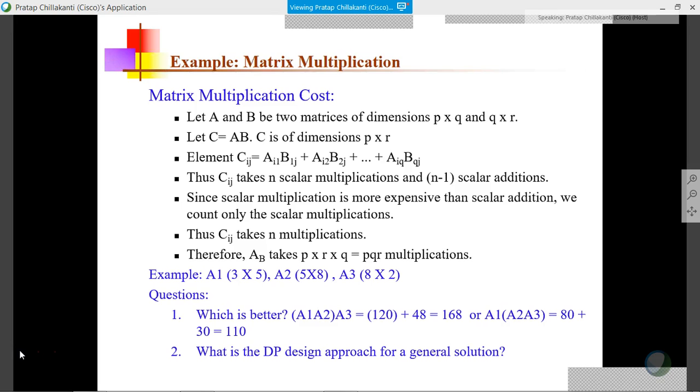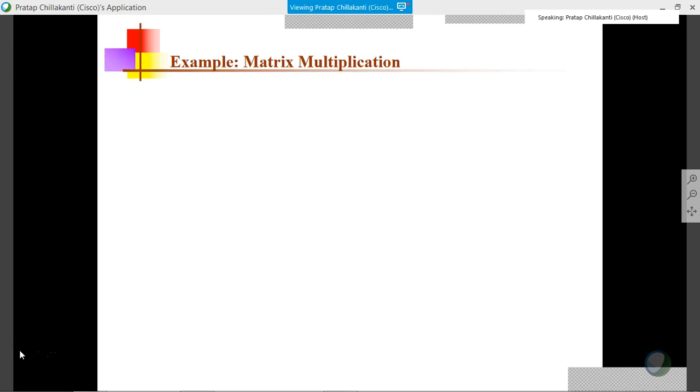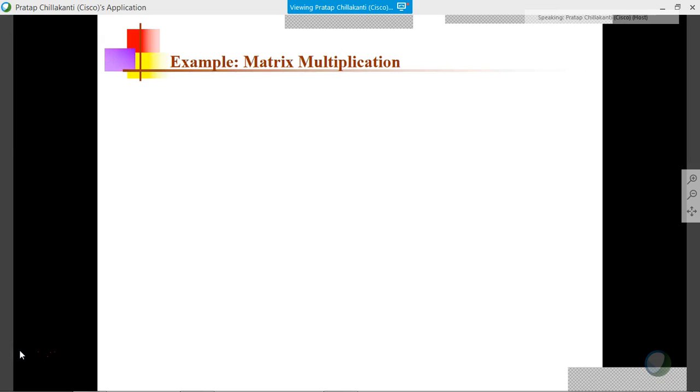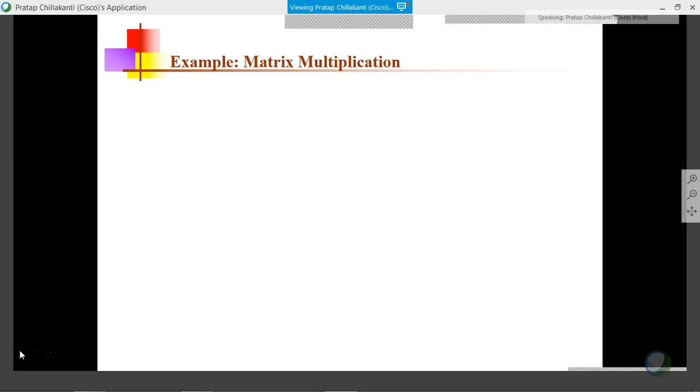So what is the dynamic programming design approach for a general solution? Is there a general solution for this? I don't remember. Okay, I'll stop here because I'm actually not able to think right now.